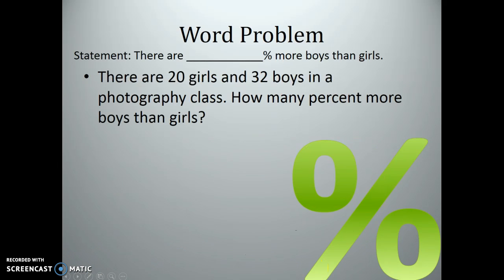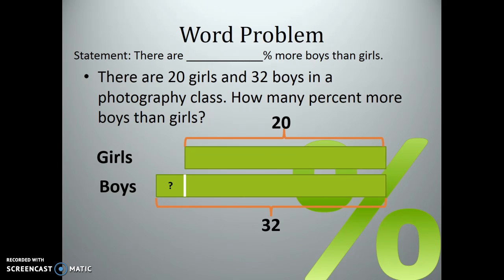All right, so on this word problem, we're going to write a statement when we're done. There are 20 girls and 32 boys in a photography class. How many percent more boys are there than girls? Looks like I'm missing a couple words in my PowerPoint, but that's okay. How many more boys are there than girls? So this is a more over than problem. We want to find the difference between boys and girls and put that in our numerator, and then we want to put our number of girls in the denominator.